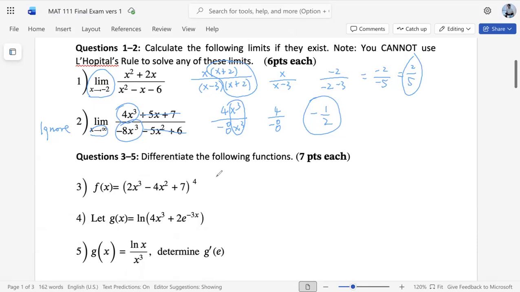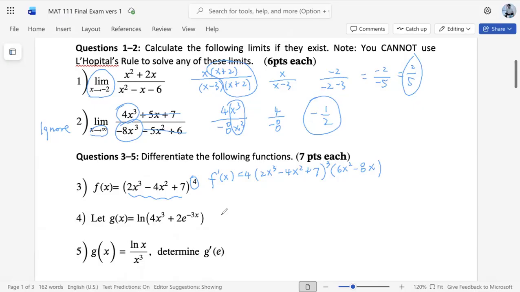Okay, 3, we want to differentiate functions. So we want to find a derivative of f. So first, we're going to deal with this exponent. So 4, whatever is inside the parentheses, I just copy down. Then 4 minus 1, that's raised to the power 3. Then I consider the inside. I differentiate the inside of the parentheses. So I get 6x squared minus 8x, and that's it. I don't need to do anything else. I just leave it like this.